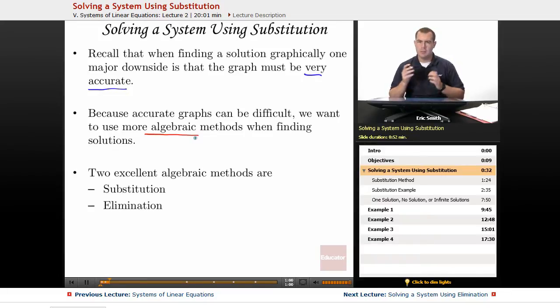So really, how can we manipulate the system in such a way so that it gives us a solution? Now, two of our algebraic methods are substitution and elimination. In this lesson, we'll really focus on the substitution and then look at elimination in the next one. So let's see how the substitution method works.